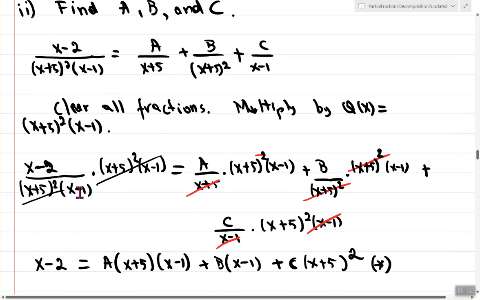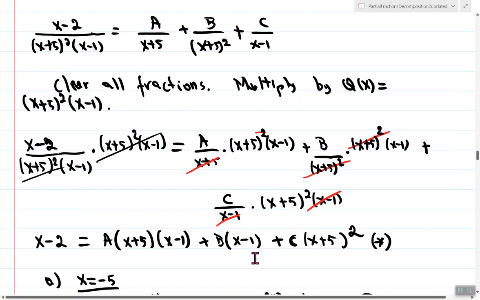So on the left side, we divide q of x by q of x, it gives us x minus 2. On the right side, the common factor is x plus 5, so we simplify x plus 5. We're going to remain with a times x, quantity x plus 5 times quantity x minus 1. The second term, here we divide x, quantity x plus 5 squared. We simplify that, so that leaves us with b times quantity x minus 1. And the last one, we simplify x minus 1, so that leaves us with c times quantity x plus 5 squared.